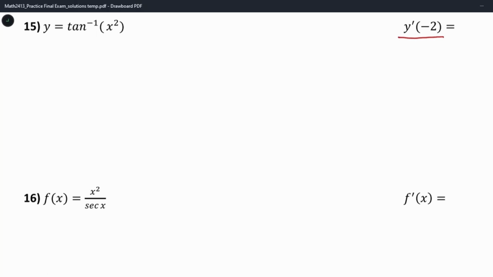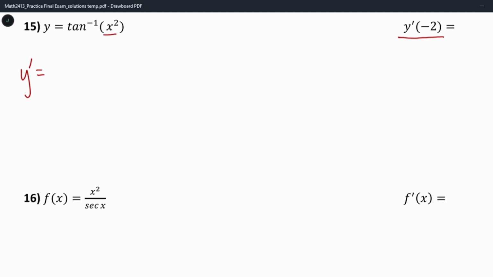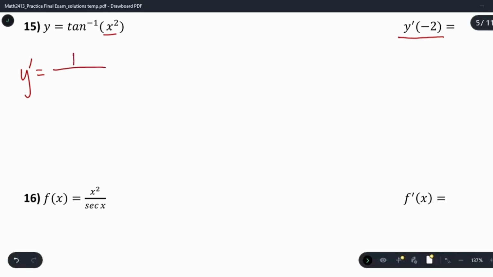The derivative of inverse tangent is 1 over 1 plus x squared. But since our angle is not just x, we're going to have to apply the chain rule. Again, the derivative of inverse tangent is 1 over 1 plus whatever the angle is squared. Here the angle is x squared, which is going to be squared. And then you do need to multiply by the derivative of the angle, which is 2x. And that will simplify to 2x over 1 plus x to the 4th.